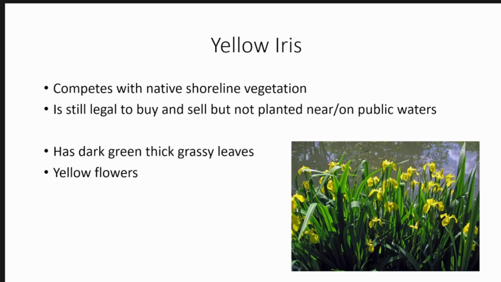Yellow iris, another beautiful looking flower, competes with native shoreline vegetation. These are still legal to buy and sell, but if you plant them near or on public waters, they will actually get you for that. So I guess you can have them in like a potted plant or something. They're identified by the bright yellow flowers. And kind of like the honeysuckle, well, they're pretty, but if they're going to outcompete native species, they gotta go.